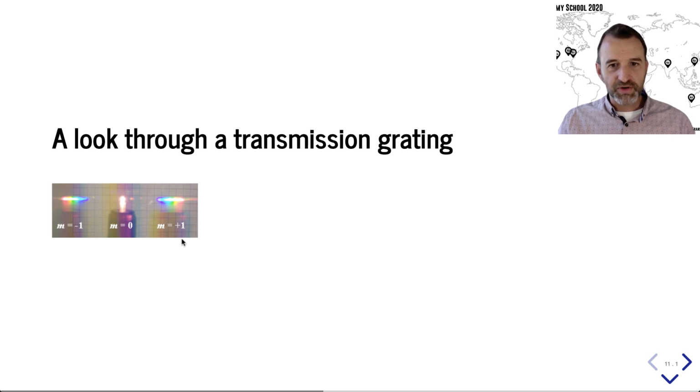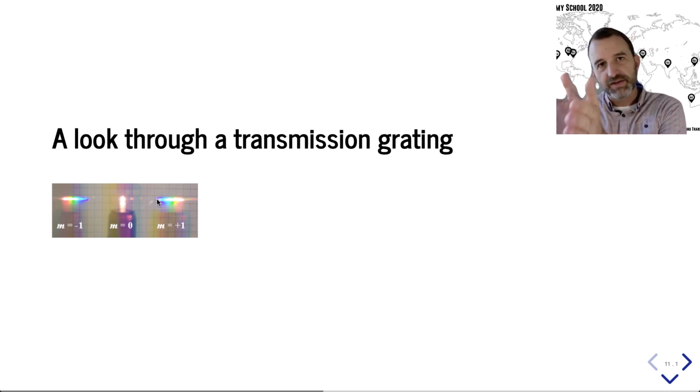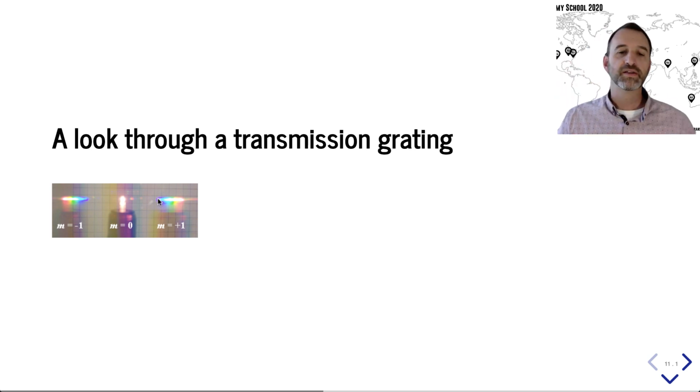So we get the 0th order image here, we get the +1 order here, and the -1 order here, and then of course there's higher orders if we could see them, 2nd order, 3rd order. And always note that the blue light is at the smallest angle from the 0th order, and the red light, the longer wavelength, is at a greater angle. And this is symmetric. So that's a transmission grating.